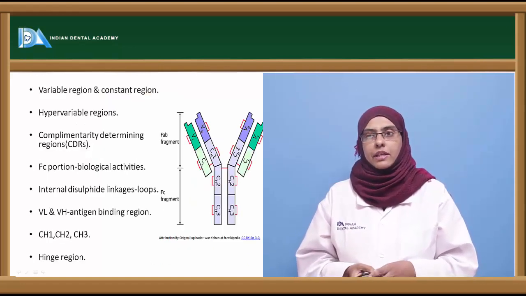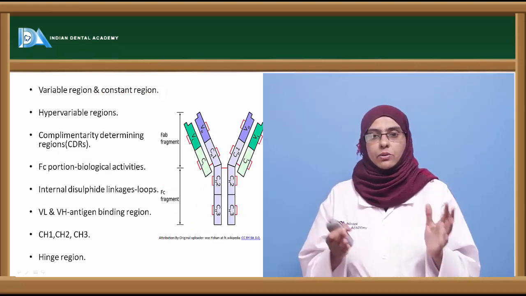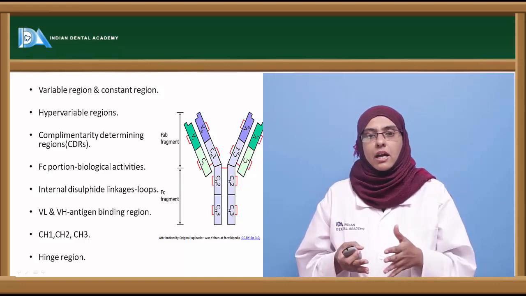Now coming to the variable and the constant region. Each light chain and heavy chain is divided into two major components, the variable region and the constant region.